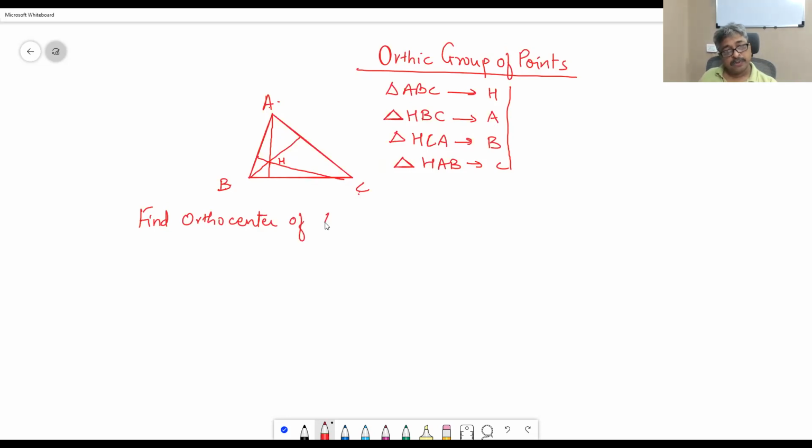of triangle ABC, where A is (2, 2), B is (4, -2), C is (-5, -5) in 3 different ways.